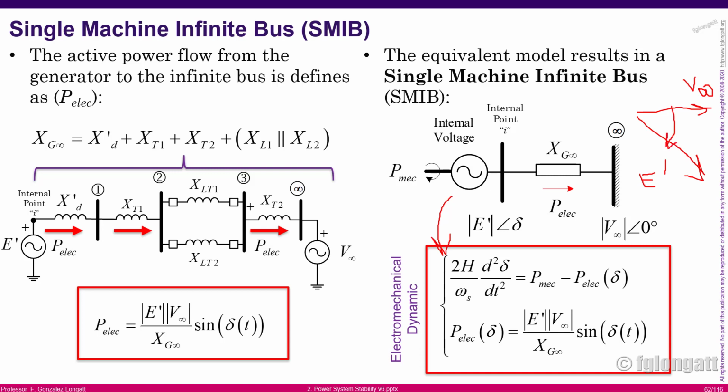And the angle between them, this is 0 degree, this is delta, okay? What I'm trying to say is when we are using the single machine infinity bus system, we translate the whole system into this small one, but the electromechanical dynamics is defined basically on the angle delta, and that angle delta is the relationship or the phase angle between the infinity bus bar, that is the reference, and the internal voltage, okay?